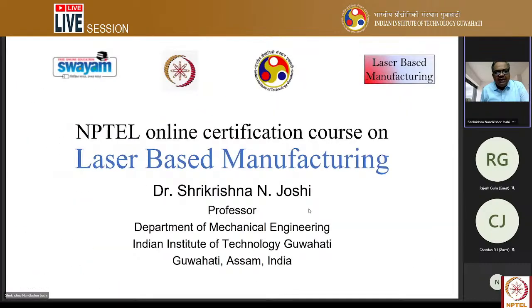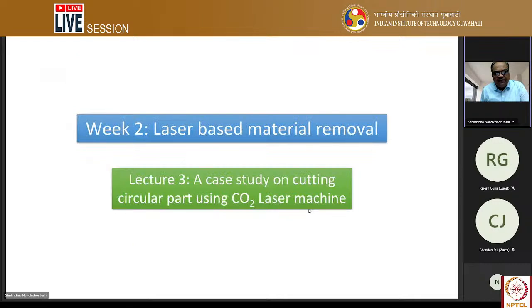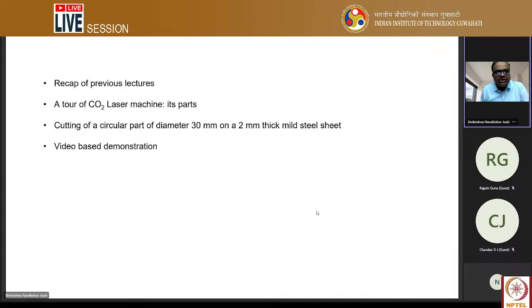Fine. So in the third lecture, we have seen in a case study the actual part being cut during the laser operation, using a 2.5 kilowatt CO2 machine for cutting a circular work part of 30 mm diameter on a 2 mm mild steel plate that we have seen.